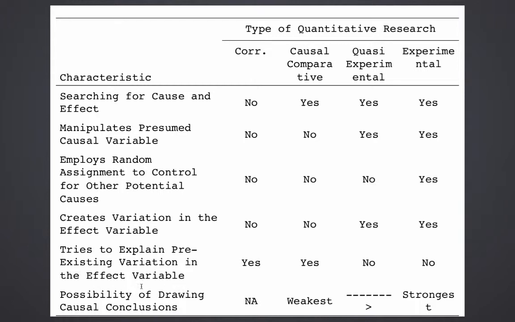And then finally, your possibility of drawing causal conclusions. You can't do it in correlational research. It's relatively weak in causal comparative research. It still can be very weak in quasi-experimental, but with implementation of control, you can get closer and closer to a strong argument for causality. So this concept of causality is something that you should read more about, and it's very important in educational research because we don't have much control over interventions and intervening and random assignment. And when you can't randomly assign, this is the world that we operate in.